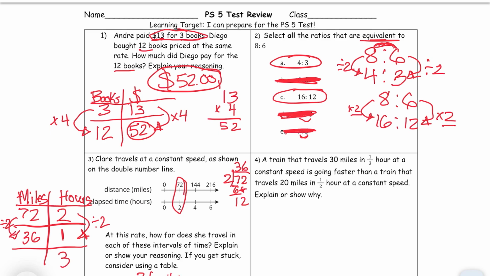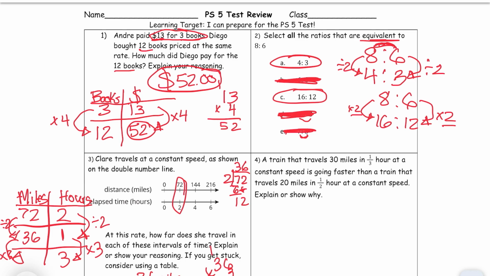And then for 3 hours, we just times it by 3. 1 times 3 is 3, so I'm going to multiply 36 by 3 to get my equivalent ratio. So 36 times 3. 3 times 6 is 18. 3 times 3 is 9, and 9 plus 1 is 10. So in 3 hours, it travels 108 miles.